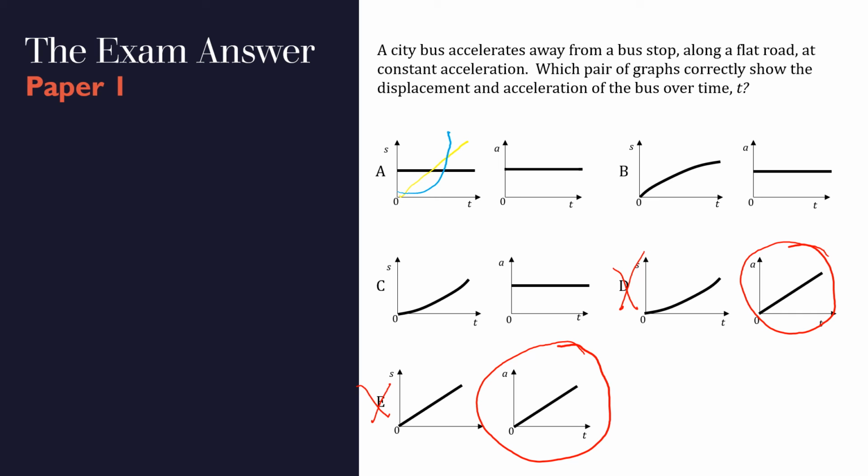Now, because we've established that, we know it's not A, and we know it's not B, because this graph in B does not look like the blue line in A. Therefore, it can only be C because that's what we're left with. And in fact, C is the correct pair.